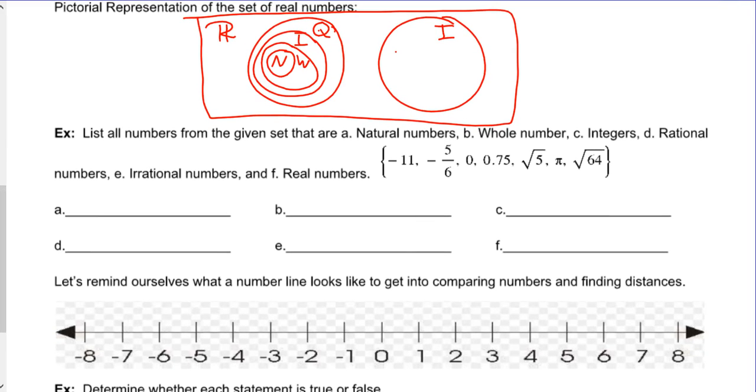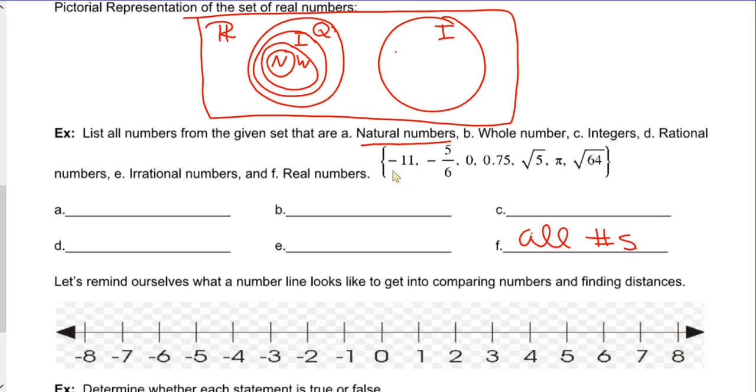It says list all numbers from the given set that are natural numbers, whole numbers, integers, rational numbers, irrational numbers, and real numbers. Well, if we look at all those that we have in our set right here, then we can say that in letter F, all of those numbers are going to be real numbers. Now, where do they plop in? For part A, we're looking for natural numbers. Those were our counting numbers, so they had to be positive numbers and whole.